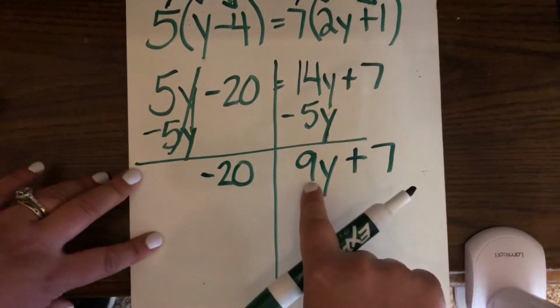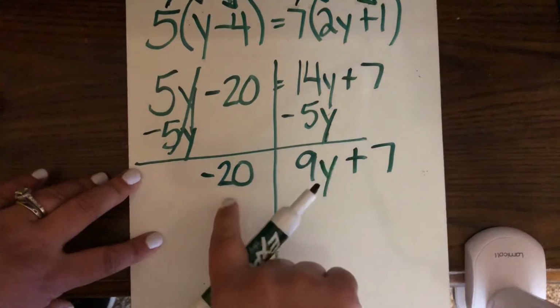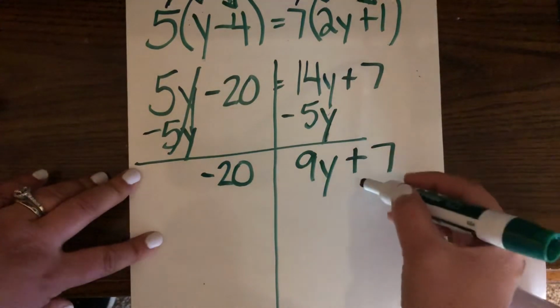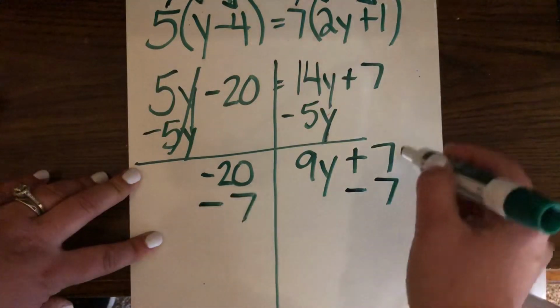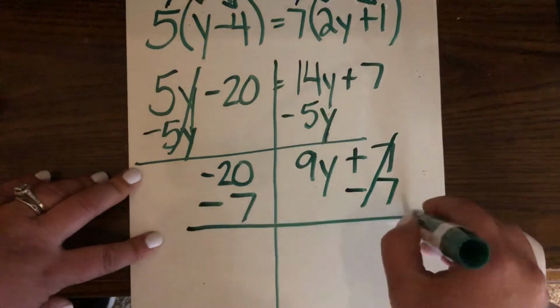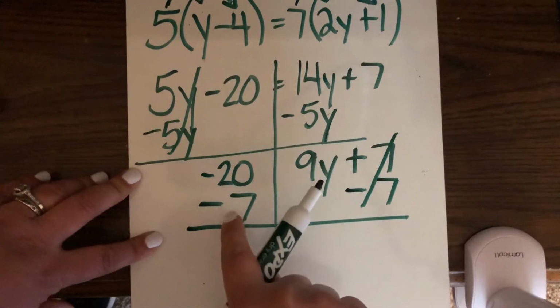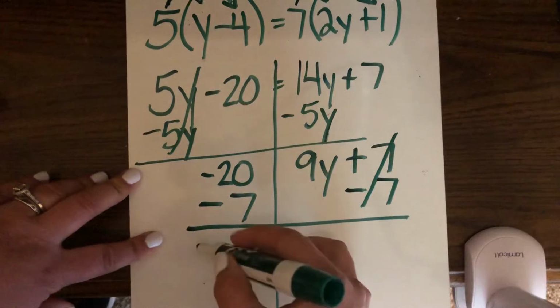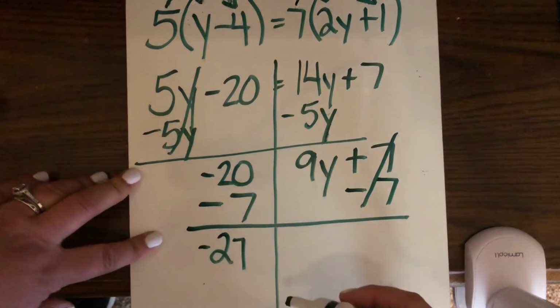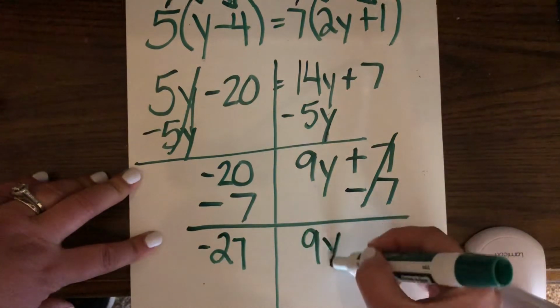My variables are now all on the right. I now want to move my constants to the opposite side. This is a positive, so I do inverse: -7, minus 7. That cancels. -20 minus 7. So I have 20 negatives and 7 negatives, so I have 27 negatives. And I bring down the 9y.